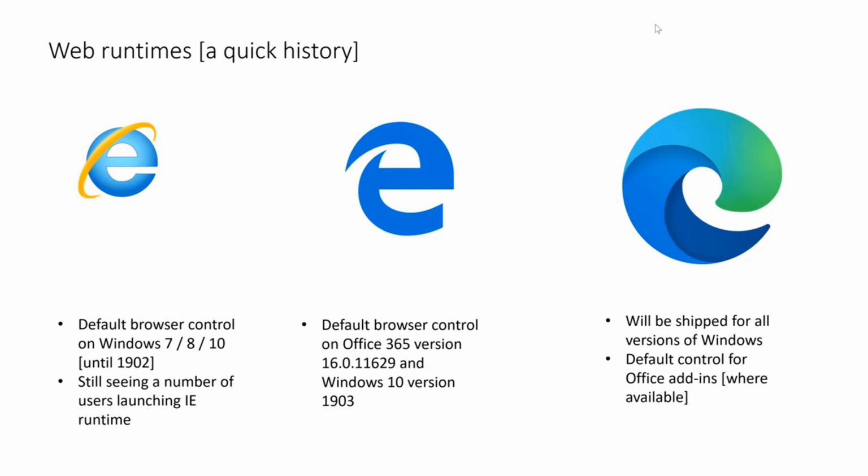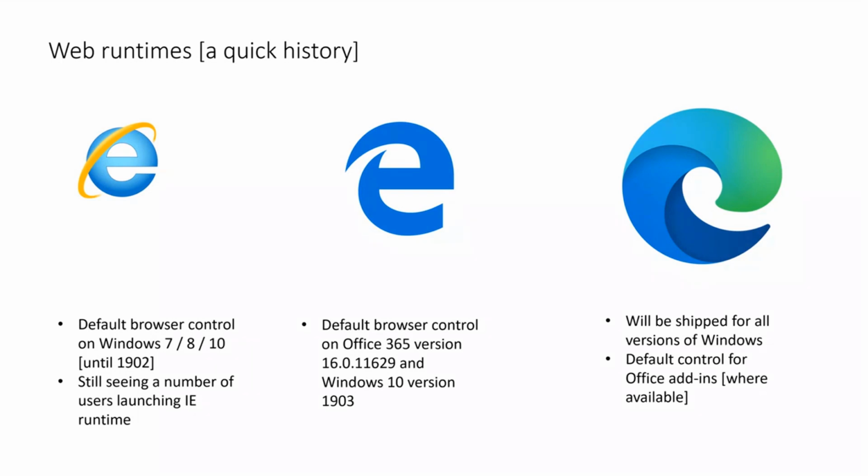So just want you to be mindful of supporting those users and supporting those configurations for your add-in. The second one is, as I talked about, the one in the middle. That's the Edge Spartan. That's the code name that we have internally, or the Edge WebView, if you will. That has been our default browser control with Office 365, that version number that you see on the screen, as well as Windows 10 and 1903. Again, that was the spring release of 2019, I believe.